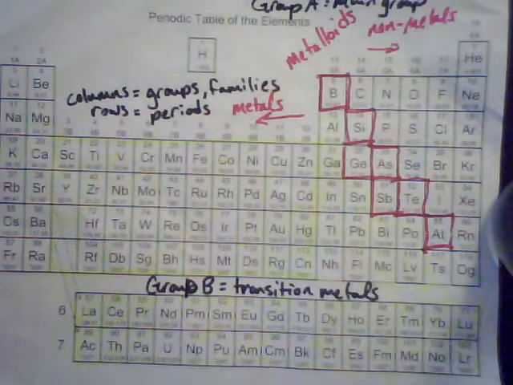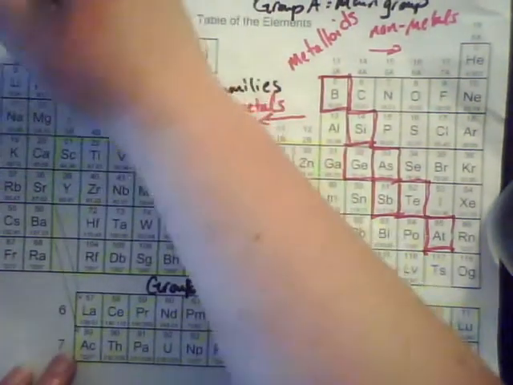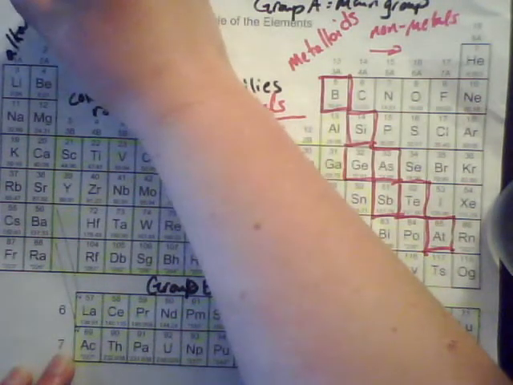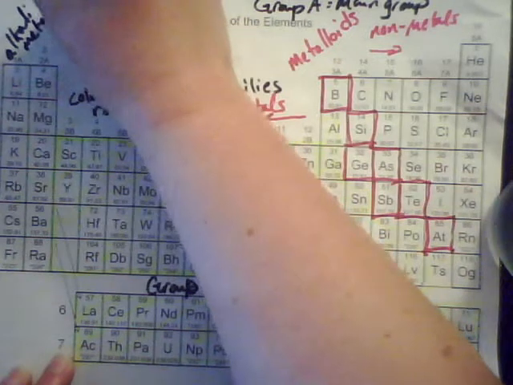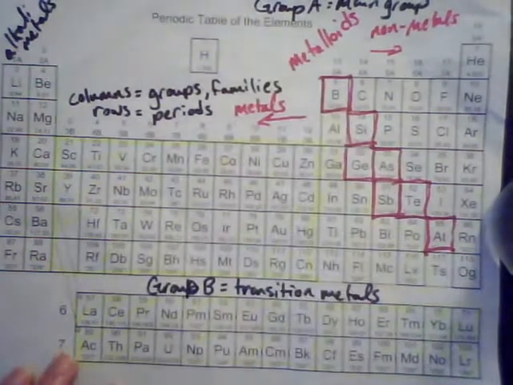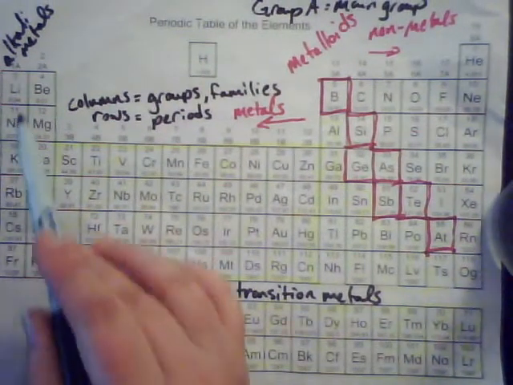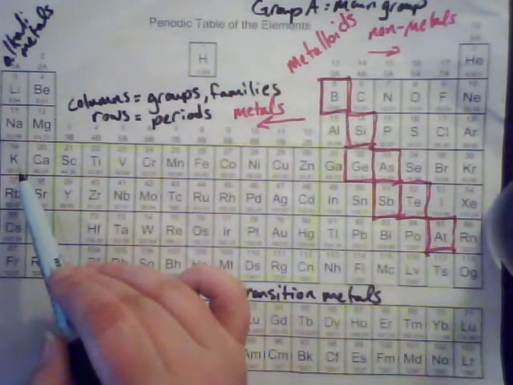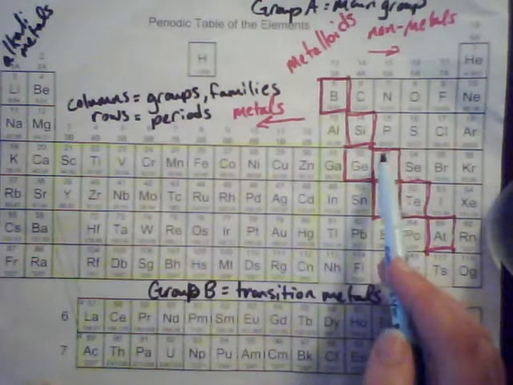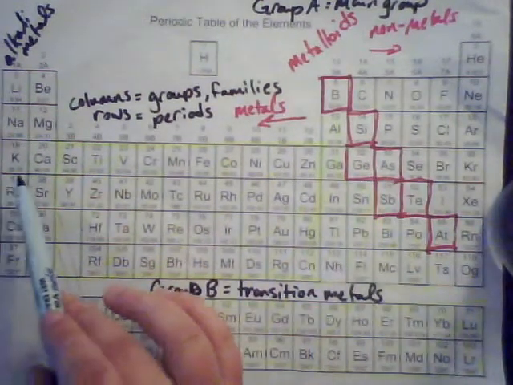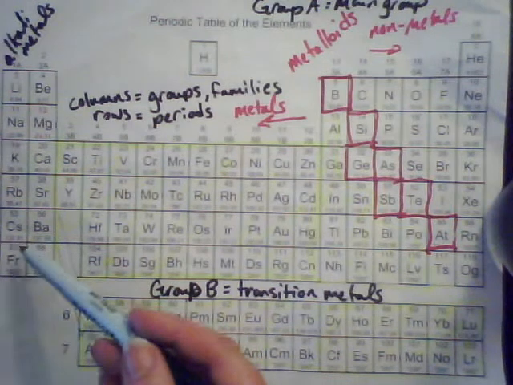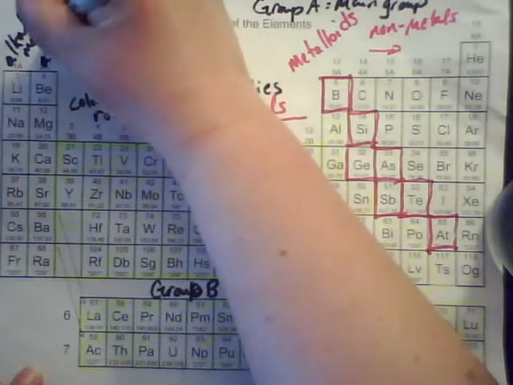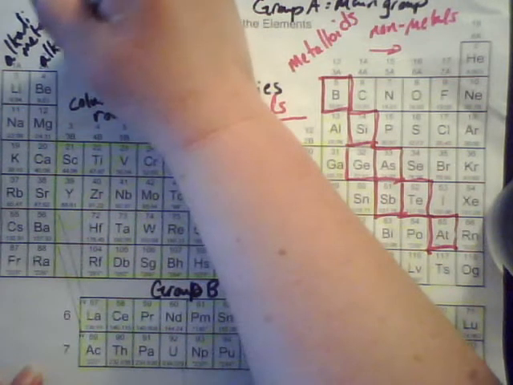So this first column here that starts with Li, which is lithium, are your alkali metals. That's group 1. The alkali metals include lithium, sodium, potassium, which is K. K is potassium, not to be confused with P, which is phosphorus. So K, which is potassium, rubidium, cesium, and francium. Okay, those are your alkali metals. Group 2 are your alkaline earth metals.